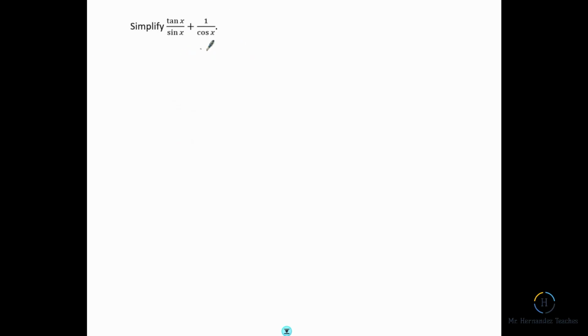Number 2, let me rewrite this. When you have a couple of fractions without a common denominator, you're going to want to create a common denominator. So over here, what's missing is cosine x. So I want to multiply by cosine x over cosine x. And on the second fraction here, I'm going to multiply by sine x over sine x, because that's what's missing. And if you notice here in our denominators, I have cosine sine and cosine sine. So that's going to create a common denominator.